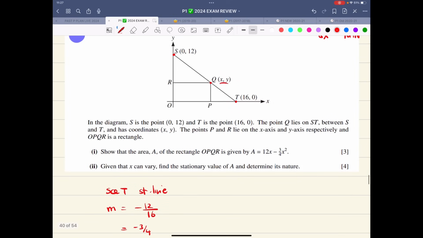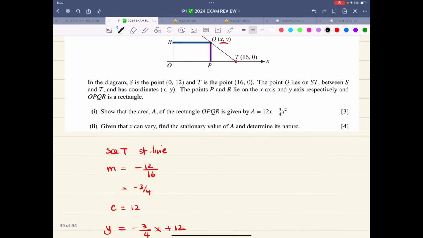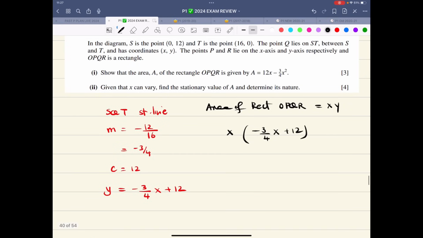So this is perfect. So now what else do I need? What I need is that this is the length and this purple one is the height. So now over here, what is the length? The length is x. What is the height? Which is y. So therefore, area of rectangle OPQR is equal to xy, which is x into minus 3/4 x plus 12, which is equal to minus 3/4 x square plus 12x, and yes, that's the answer. So the first part is done.